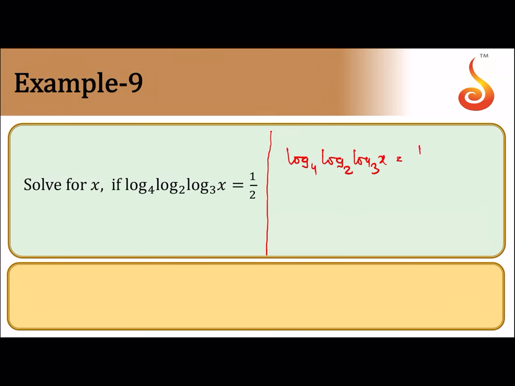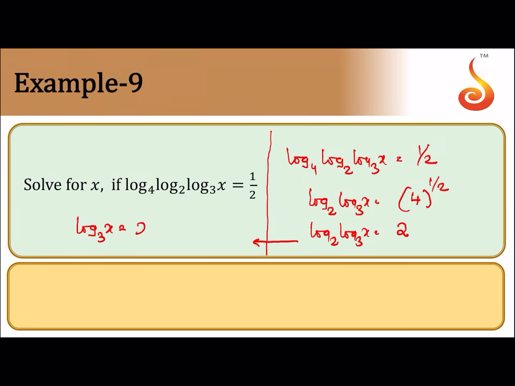Now using the basic definition we studied earlier, log base 4, log base 2, log base 3x equal to 1 by 2. So what we studied? Log base 2, log base 3x equal to 4 to the power 1 by 2. This is the basic definition we studied. So what we got? Log base 2, log base 3x equal to 2.